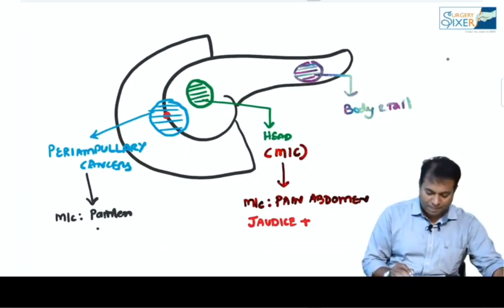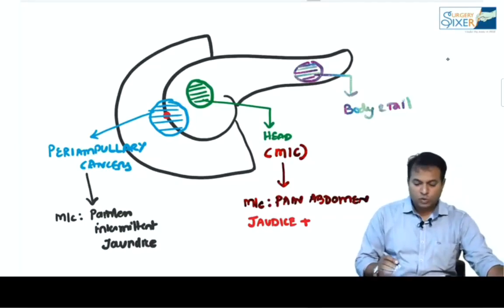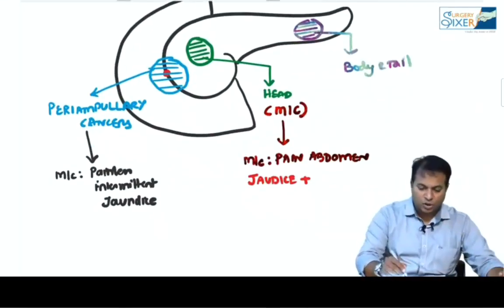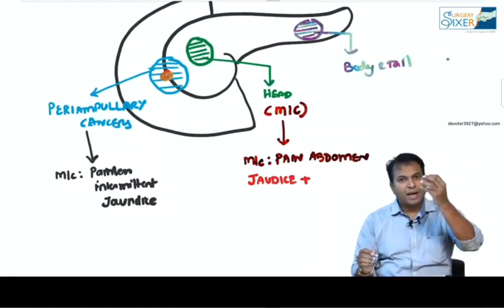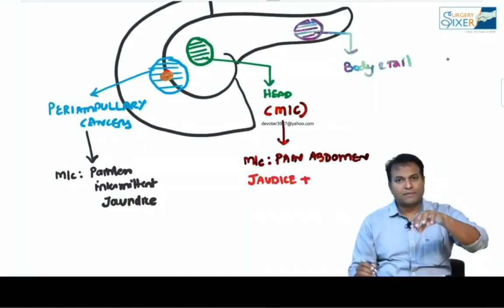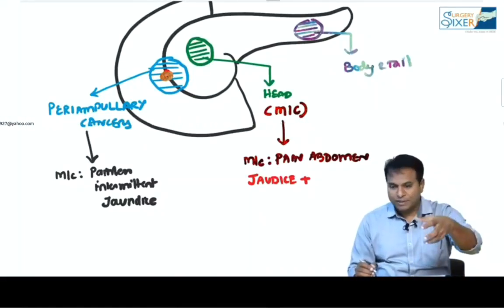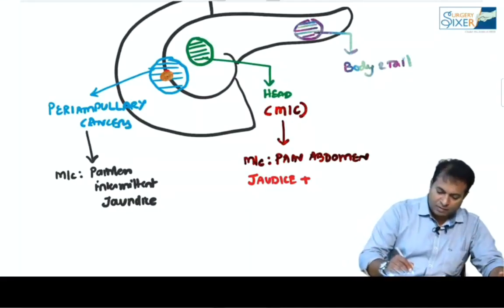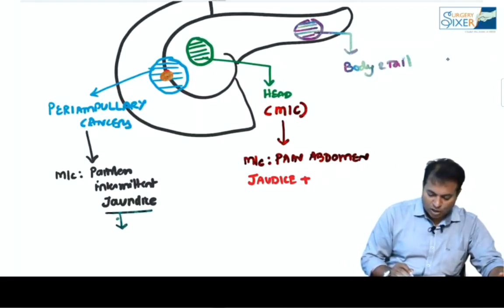In periampullary cancer, the most common presentation is painless intermittent jaundice. This is a repeat MCQ for the national board exam. Painless intermittent jaundice is the classical presentation of periampullary cancer. Why is there intermittent jaundice? The tumor grows in the periampullary region and then sloughs out. As the tumor sloughs out, the jaundice gets relieved. Again the tumor grows and obstructs. This is typical painless intermittent jaundice, and because of it these patients come to the hospital early.